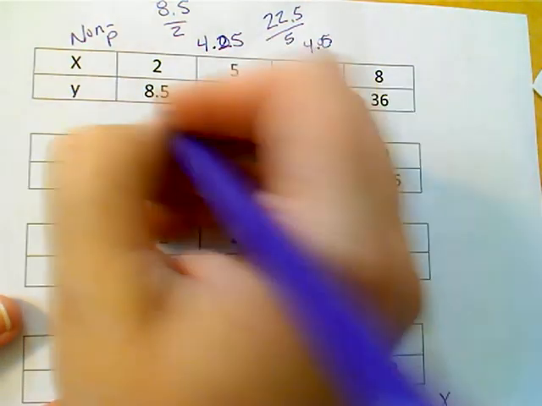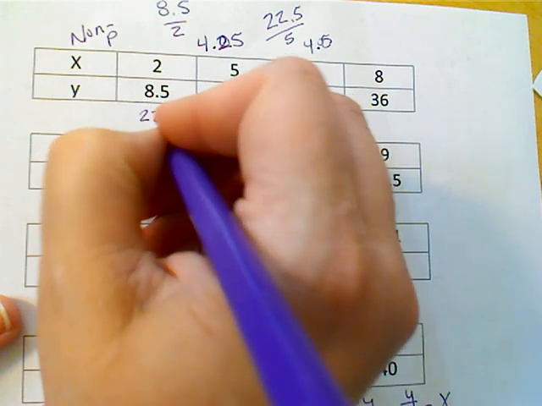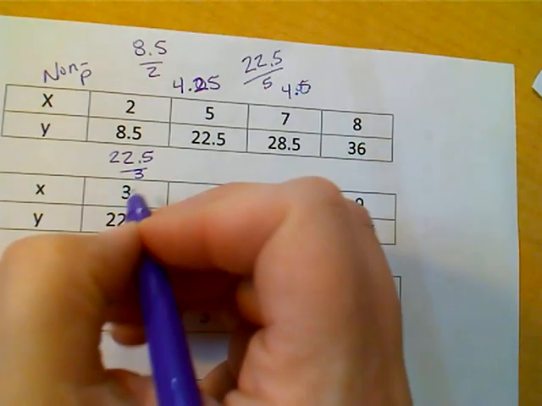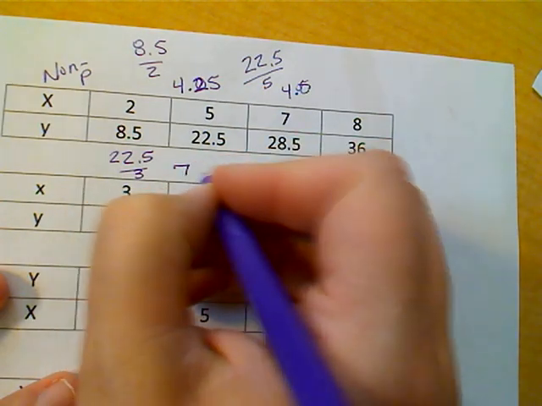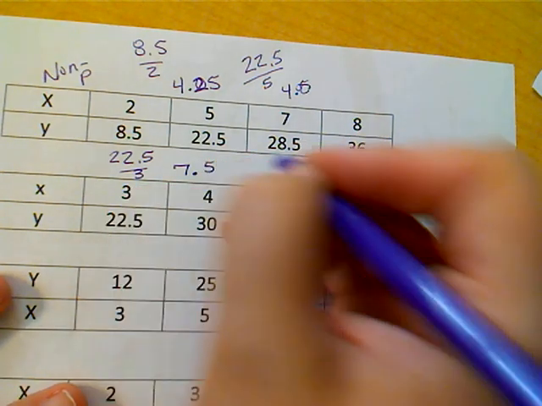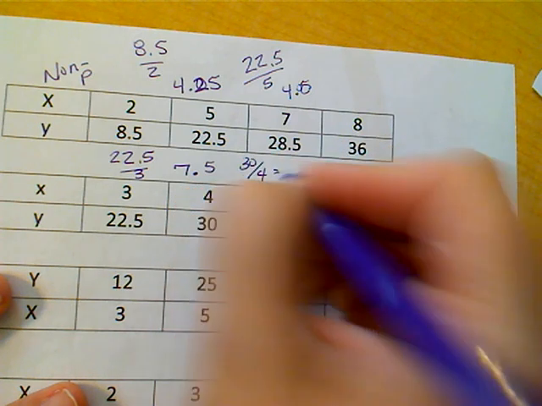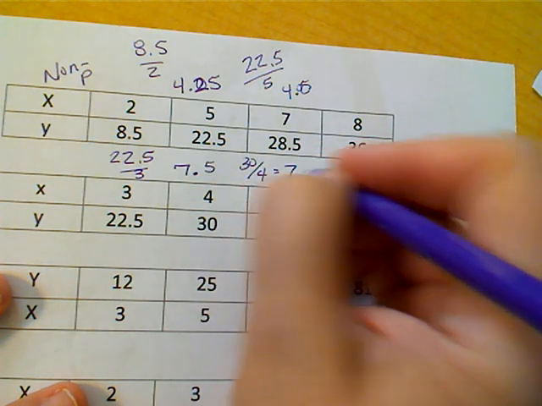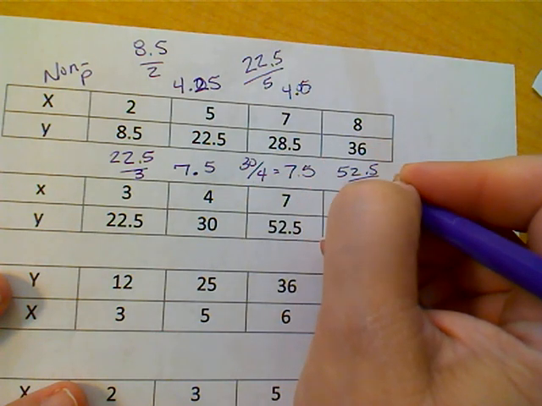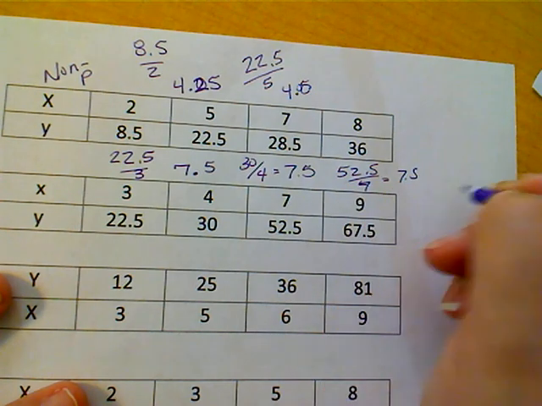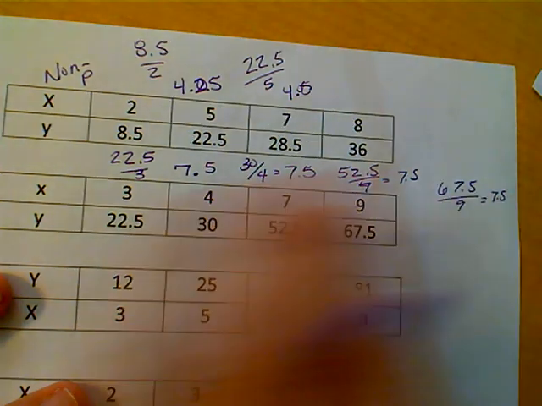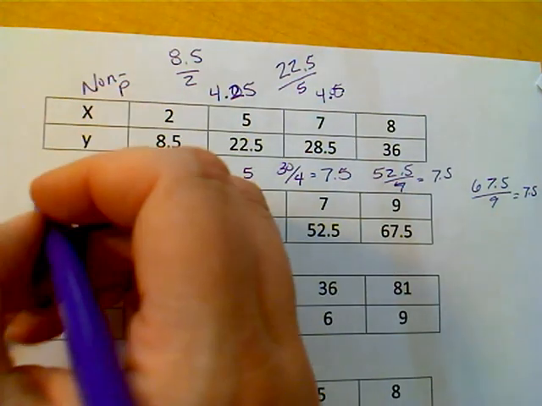The next one, I'm going to have 22.5 divided by 3. So 3 will go into 22 7 times, and that's going to leave me with 15, which will go in 5. 30 divided by 4. 4 will go into 30, again 7, which will leave me with 5. 52.5 divided by 7 is 7.5. And 67.5 divided by 9, again, is 7.5. So this one is proportional because it went all the way through.